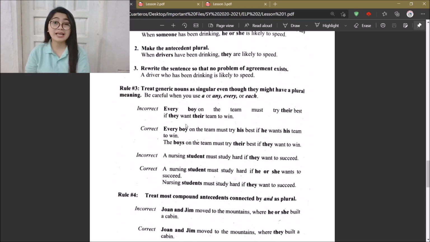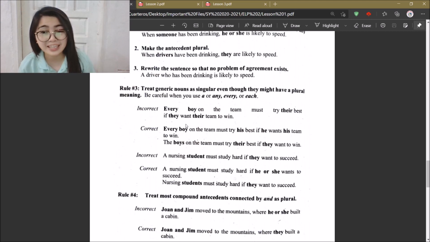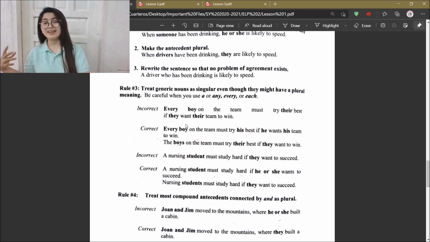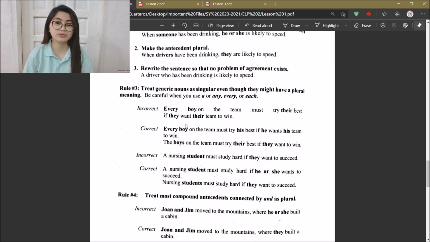So, yun ang sinasabi ko kanina na always, ang first step mo to have the right pronoun is to identify your subject. Is it singular? Is it plural? Is it masculine? Is it feminine? So, yun muna yung i-identify mo before you decide on what pronoun to use. Okay. So, pwede rin nating sabihin na the boys on the team must try their best if they want to win. Okay, so correct both ways.